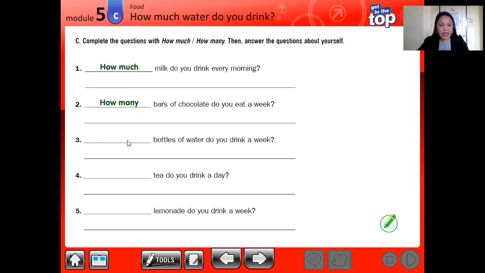Next, number 3. Blank bottles of water do you drink? Water alone is uncountable, but we have bottles, meaning to say we can count the bottles of water. So we use how many. Give me your answer later. Next, number 4. Blank tea do you drink a day? Tea alone is uncountable. If you use cup, yes, you can count, but use only tea is uncountable. So we use how much, correct?